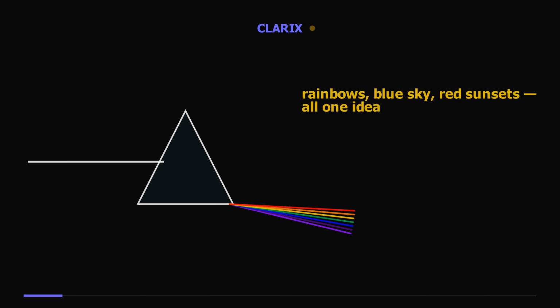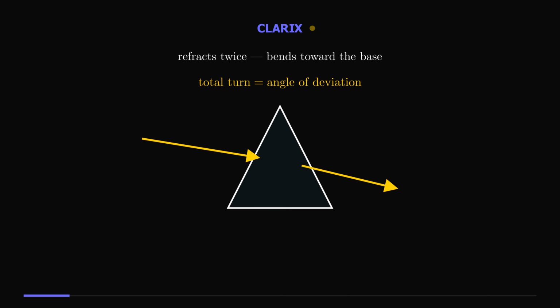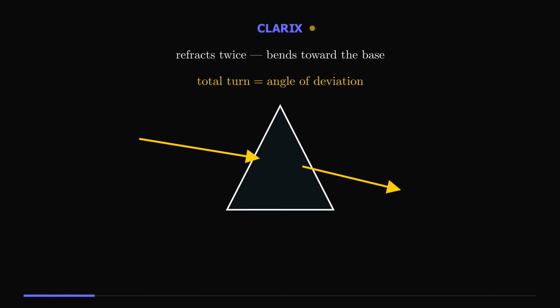Let's start with the prism. A prism is a triangular block of glass. When light passes through it, it refracts twice, once entering, once leaving, and both bends tip the ray toward the thick base of the prism. The total turning of the ray from its original path is called the angle of deviation. So far, it's just refraction, the bending we already know, but a prism does something extra and beautiful.